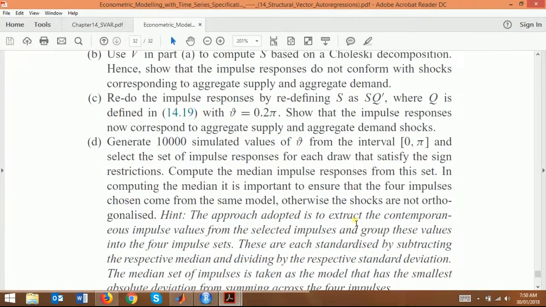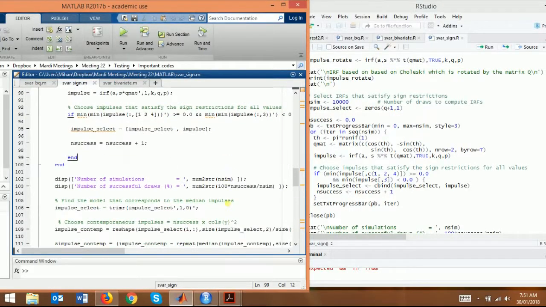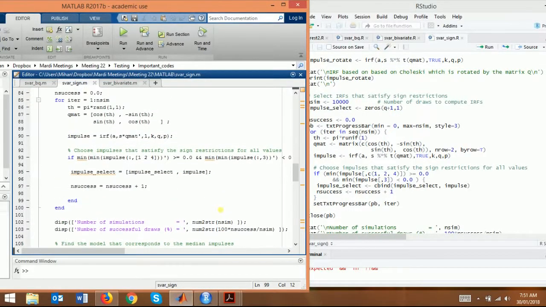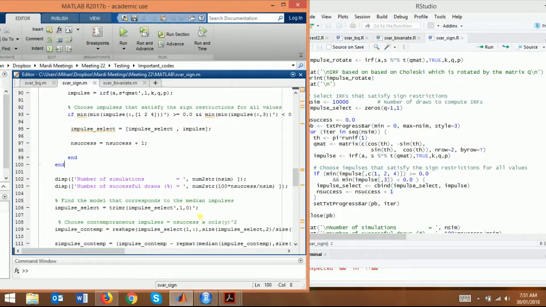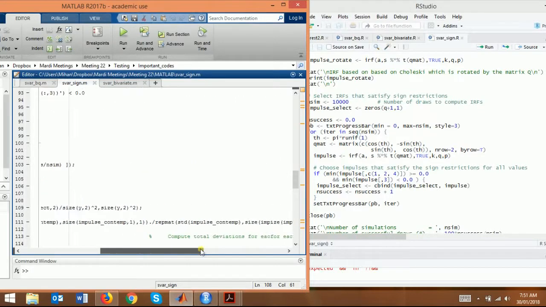Basically what we're doing is taking the smallest absolute deviation from summing across the 4 impulses. So smallest absolute deviation is being taken. Find the model that corresponds to median impulses for all values. So this is all values. Median impulses is everything except for the first one. Choose contemporaneous impulses, which is number of successes and columns y2.